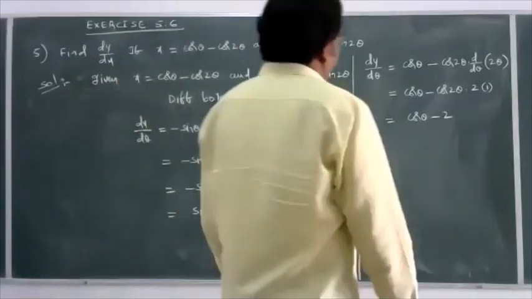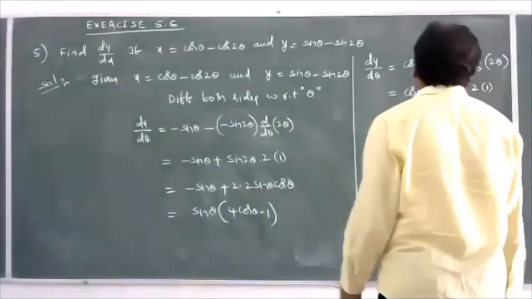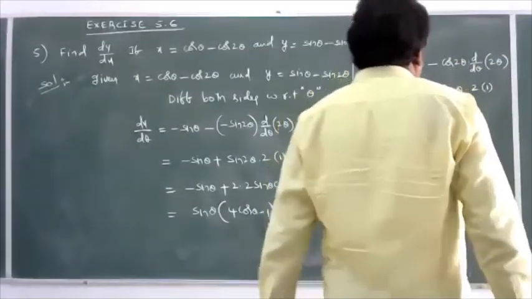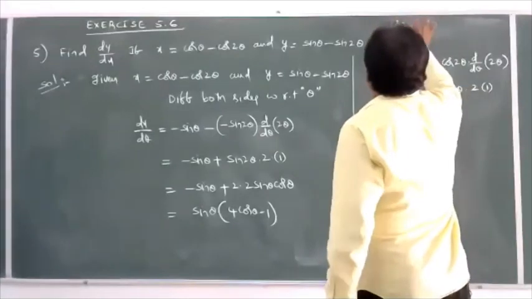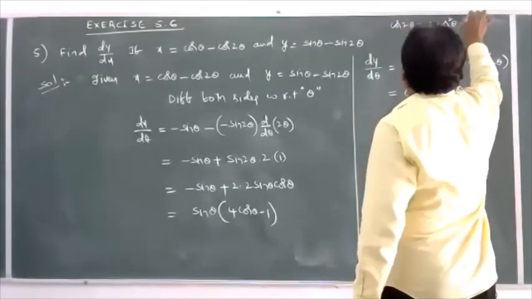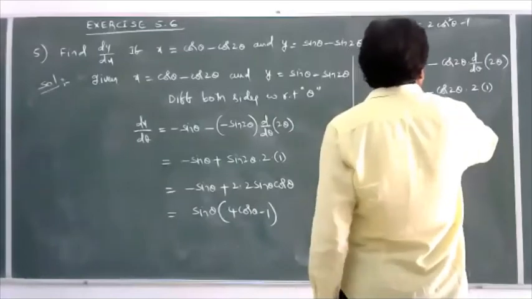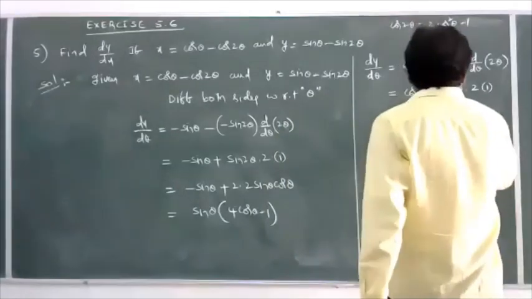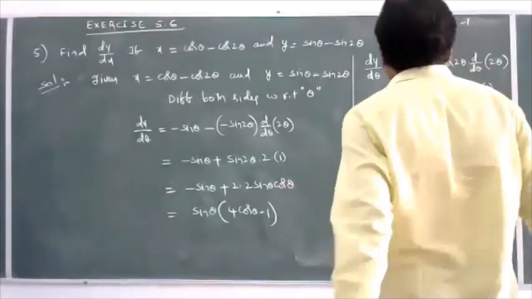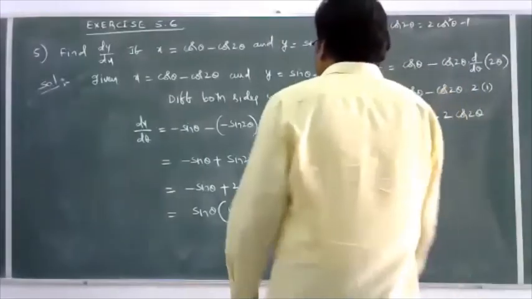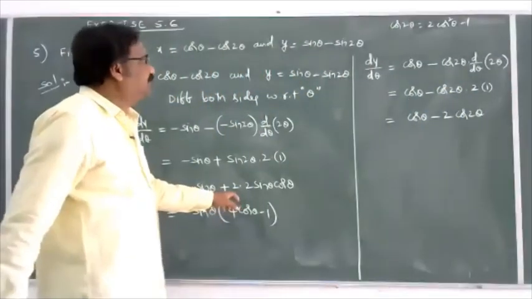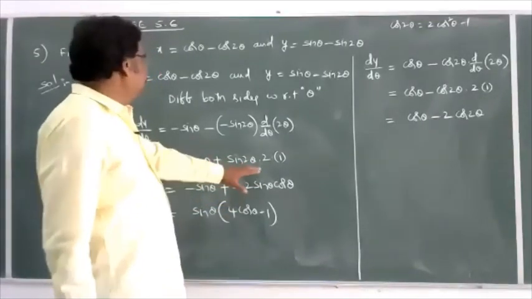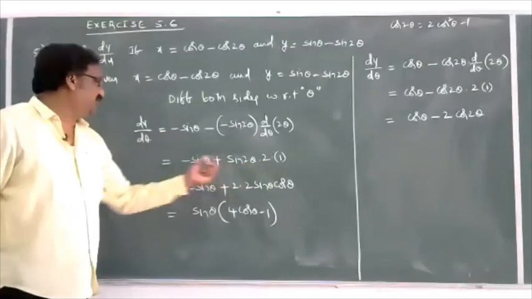In terms of cos 2 theta, you write the formula, cos 2 theta is 2 cos square theta minus 1. Here substituting 2 cos square theta minus 1, there is no use. That's why you keep 2 cos 2 theta. That's enough. So here also you take 2 sin 2 theta minus sin theta. That's enough.